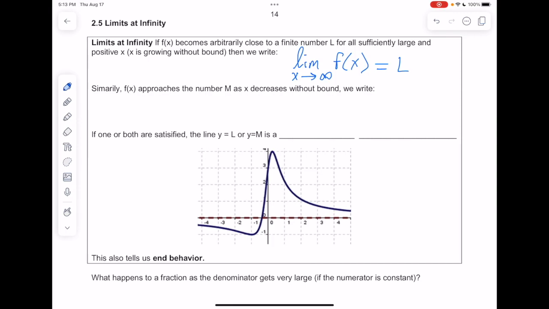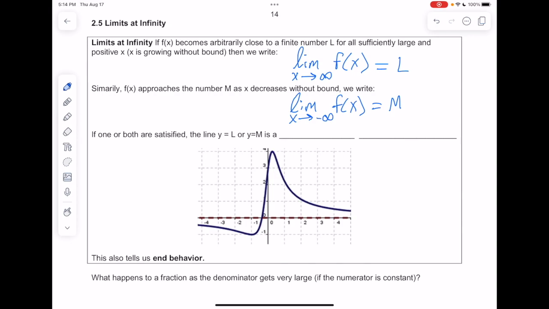And then similarly, if f of x approaches the number m as x decreases without bound, so now we're looking at the idea of x going to negative infinity, then we'd say we're looking at the limit as x approaches negative infinity of f of x. And if the y values are getting closer and closer to this number m, then that would be the value of the limit. So we're going to start finding two new kinds of limits. What happens as x gets really big on the positive side or big on the negative side, instead of looking at x approaching some fixed number.